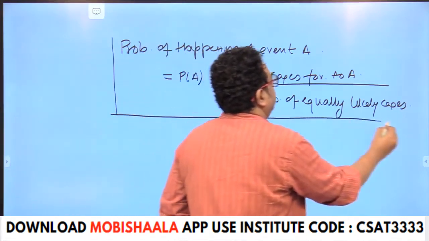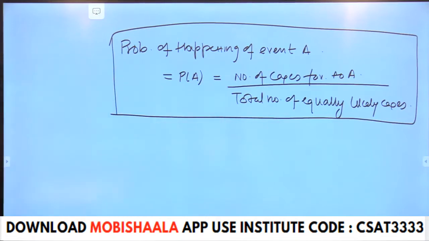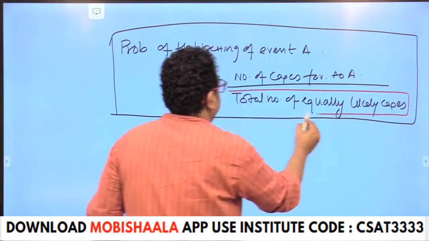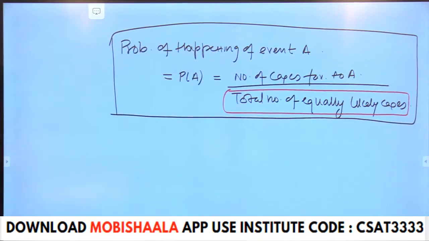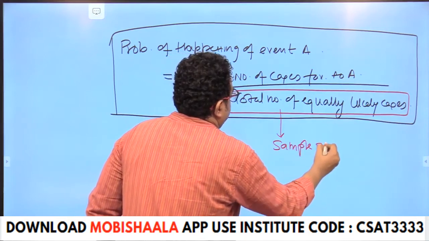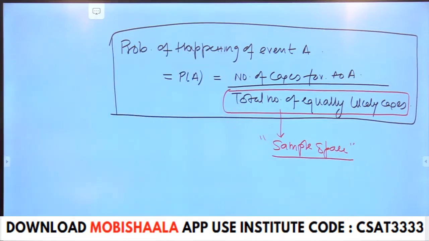It is really important, and most of the probability would go with this definition only. So what's the probability of happening of A? It is the number of cases favorable to A upon the total number of equally likely cases. Now please, this is really important. Total number of equally likely cases, we call it a sample space as well. So we will talk about it. Don't worry. Kindly make a note of it first, right? Probability of happening of A.